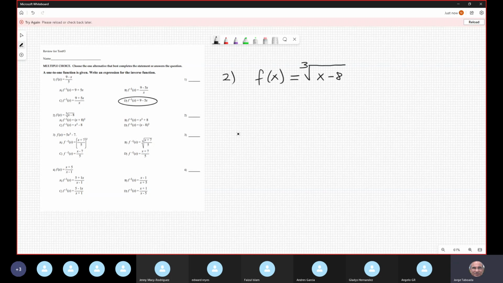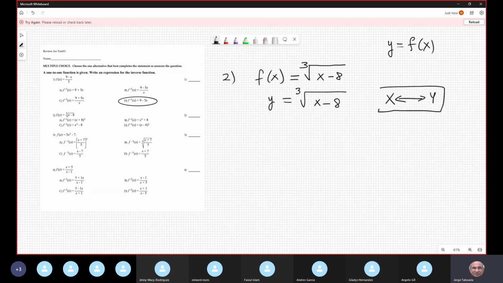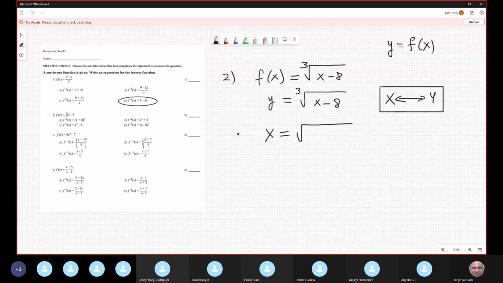Okay, so now the rest is easy. You replace f of x for y because this is the same thing. There are two different ways to express the same idea. And interchange x and y. This is the most important part. When you are doing this, this is x and this is y. At this moment, this is the inverse function.